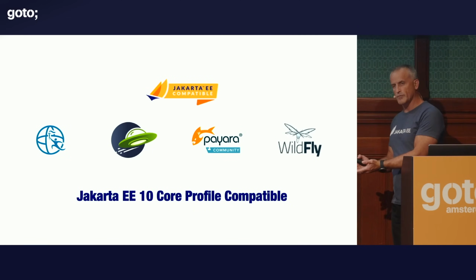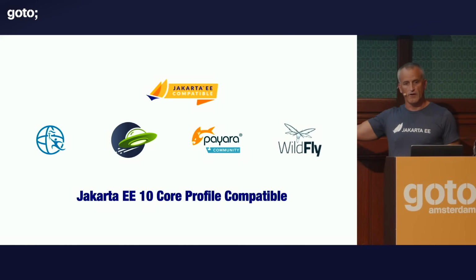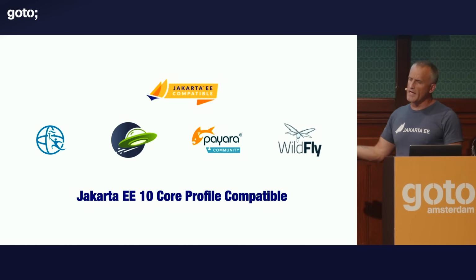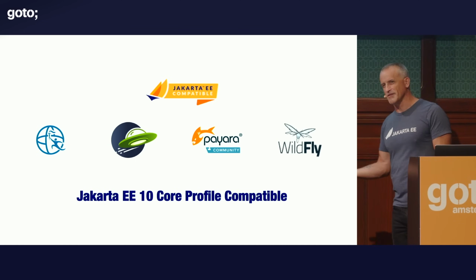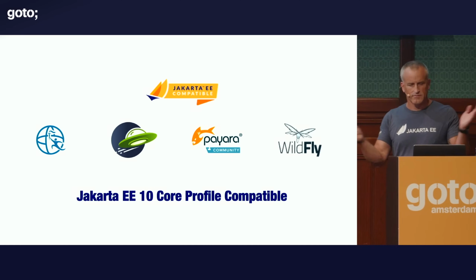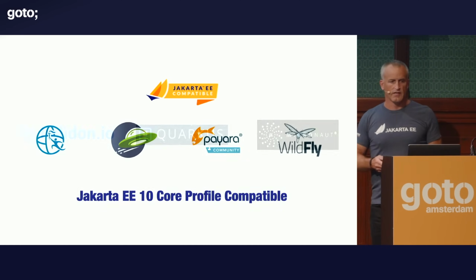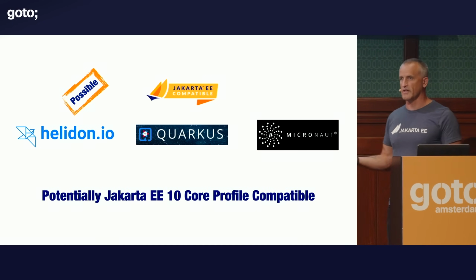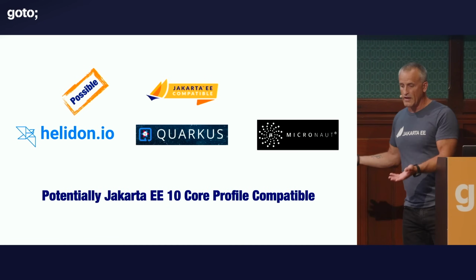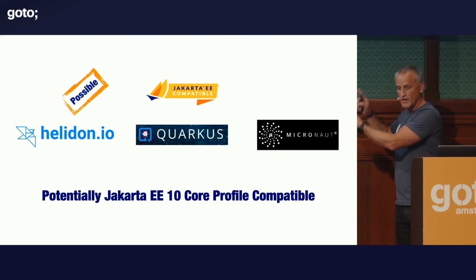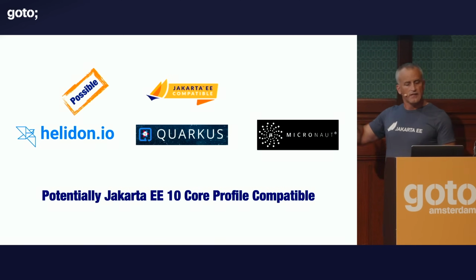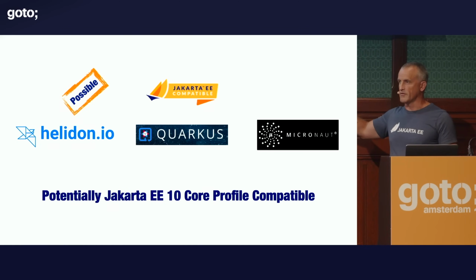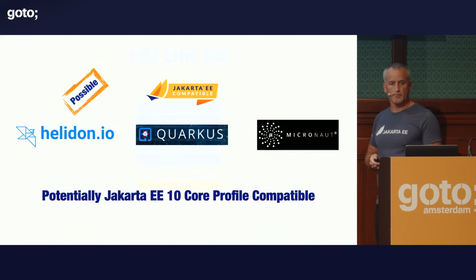And for Jakarta Core Profile, currently, we have these four compatible products: WebSphere, Open Liberty, Payara, and WildFly. And these were maybe not the runtimes we had in mind when we configured Core Profile. These are the usual application servers. The ones we had in mind, and the ones we were hoping for in the future, are implementations like Helidon, Quarkus, Micronaut, etc. And I think Quarkus is very close. Helidon has promised that they will certify. So we may see in the near future these being certified products on Core Profile. And that's what we were aiming for.